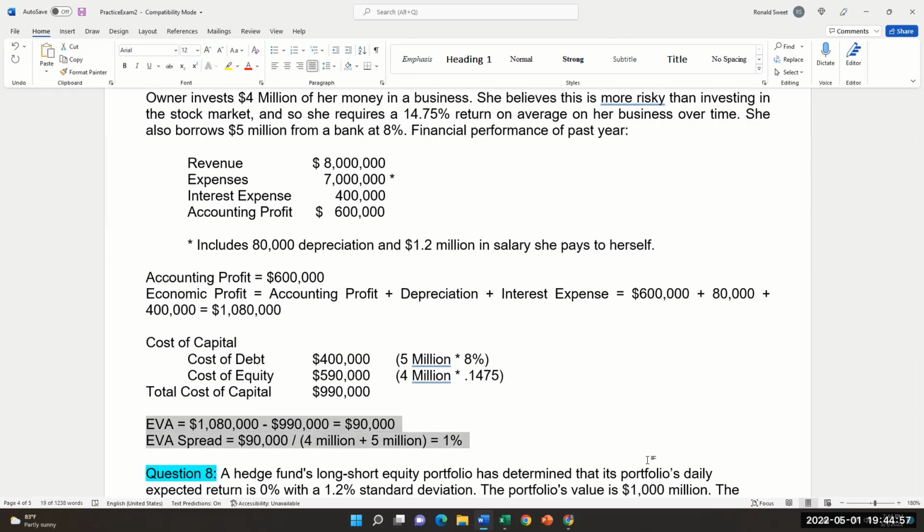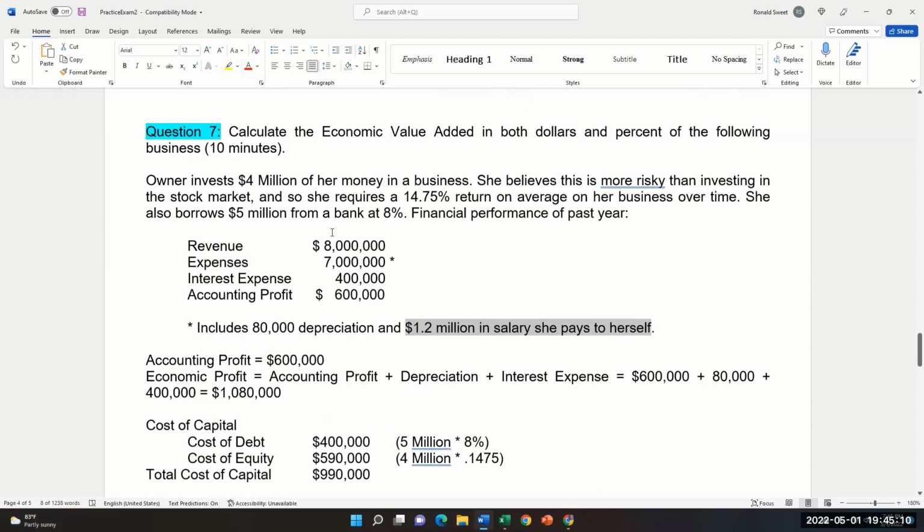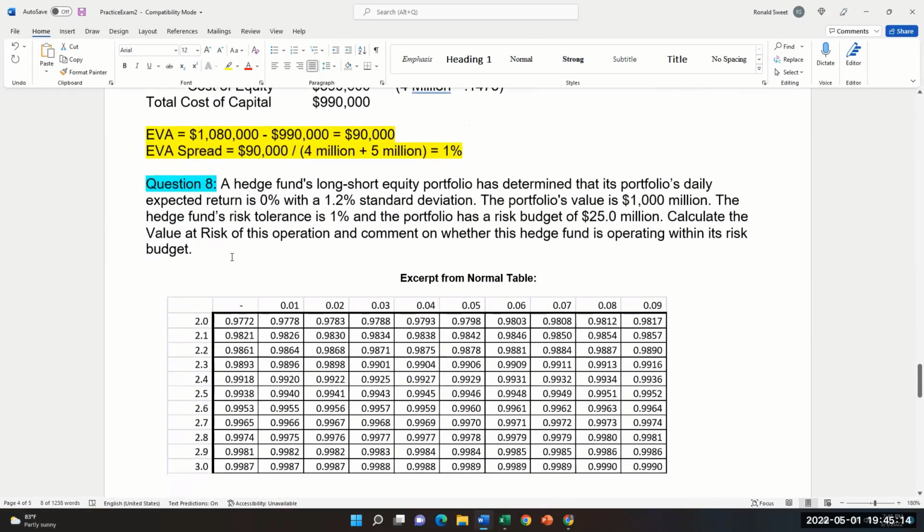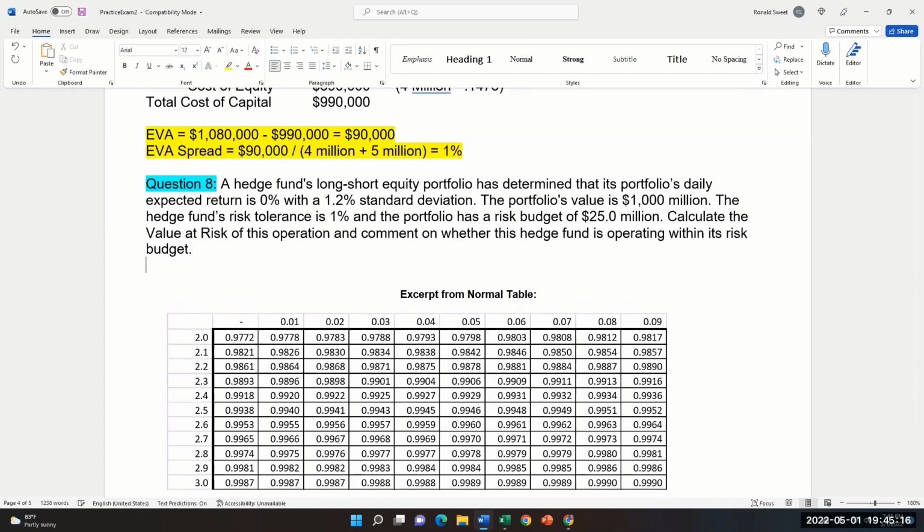All right, so there's your EVA. Any questions on that one? Most students don't have too much trouble on that one. You notice we ignored the salary she paid to herself. That really doesn't have anything to do with this problem. Questions on that? We get to the really easy problem.